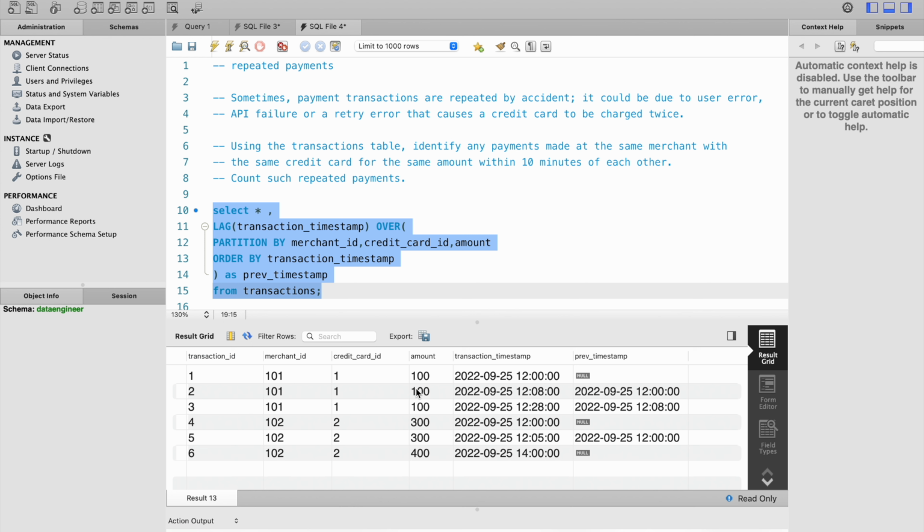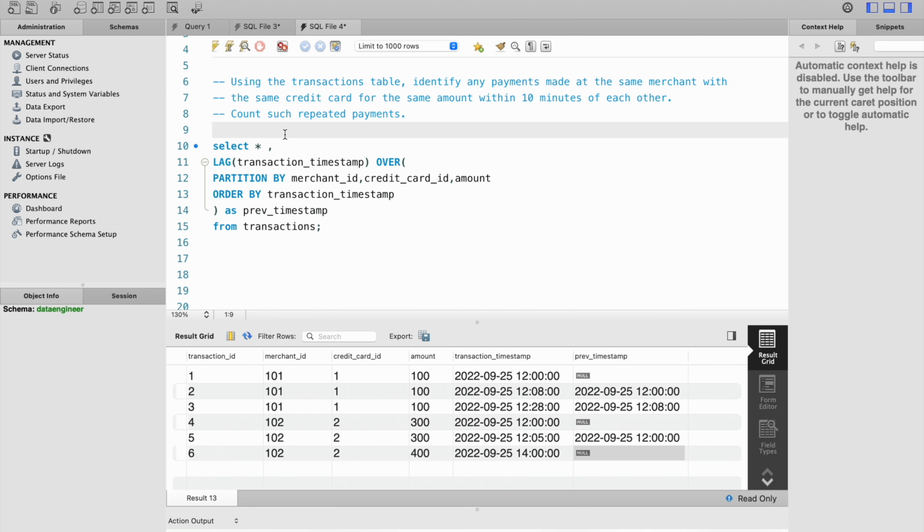Here we can see that the first transaction has a null previous timestamp because there is no transaction before that. For this transaction, this is the previous timestamp. We are considering the window of merchant ID, credit card and amount. Here the merchant ID is changed, so the window is changed, and the previous timestamp is null. For this one the amount is changed, so the window is also changed, and the previous timestamp is null as well.